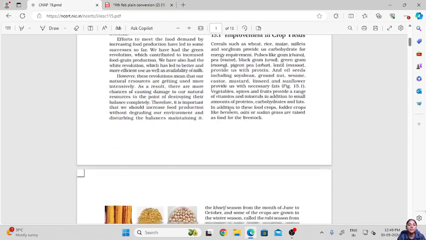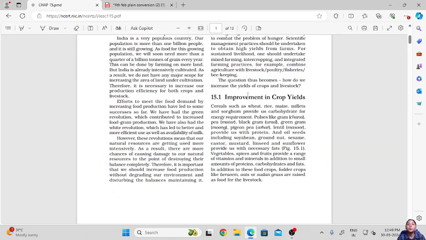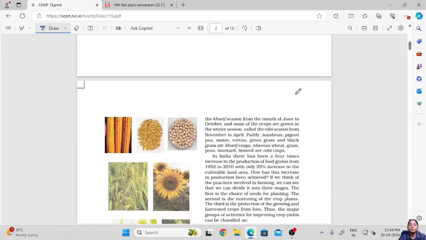So we have seen this. Now let us see improvement in crop yield. How can there be improvements in crop yields, how can we improve the production of the crops or get a better yield? Cereals such as wheat, rice, maize, millets, sorghums, all these provide us with carbohydrates. We have already discussed all of these benefits.